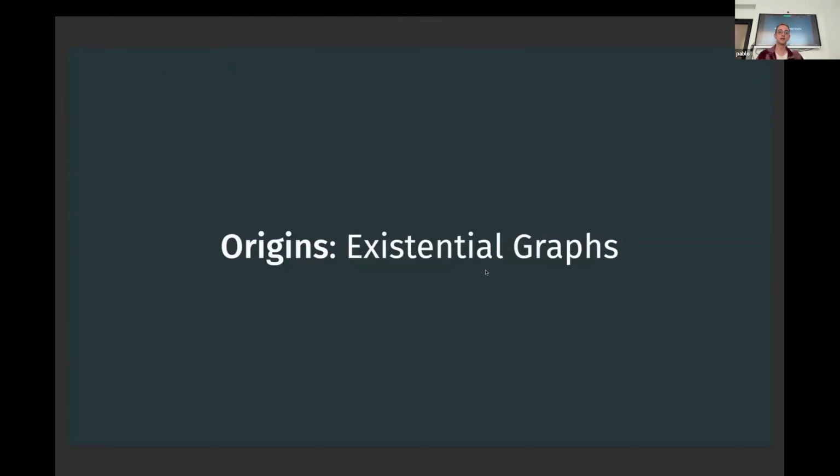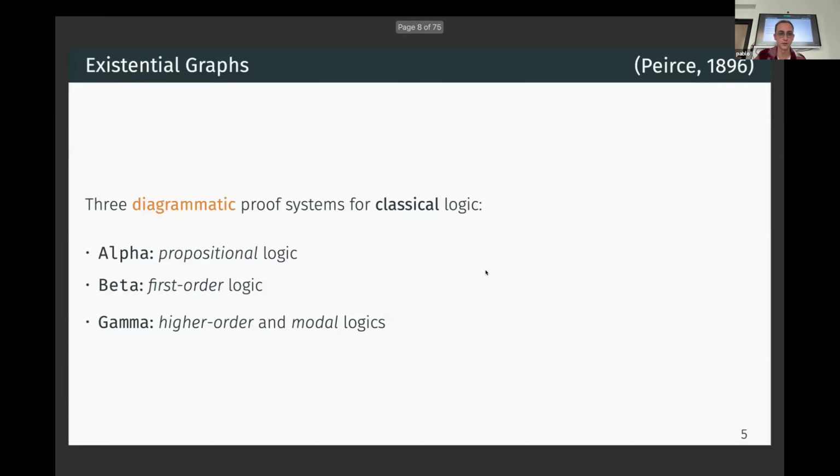So now I'm going to explain the origin of this calculus, the flower calculus, in a formalism called the existential graphs. So this is a diagrammatic proof system, actually a series of diagrammatic proof systems for classical logic that was invented by Charles Sanders Peirce. So it's a very old formalism. It's from the late 19th century.